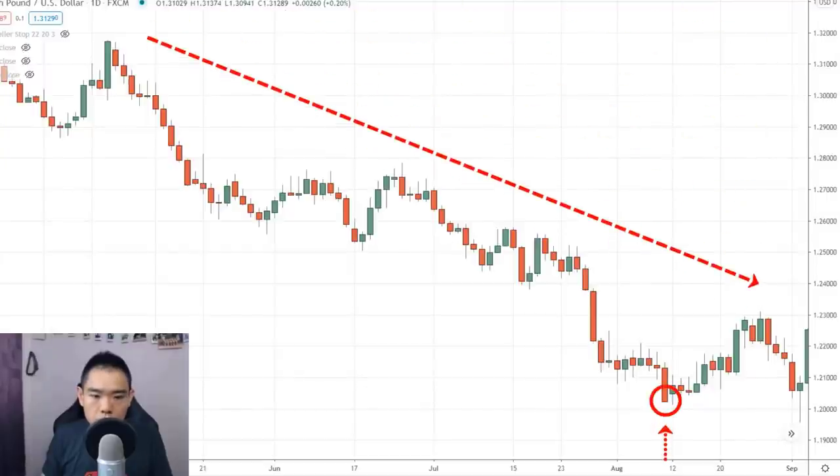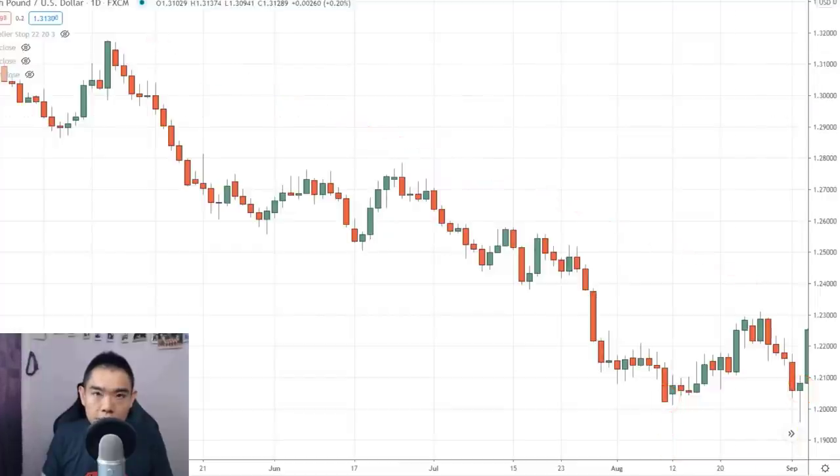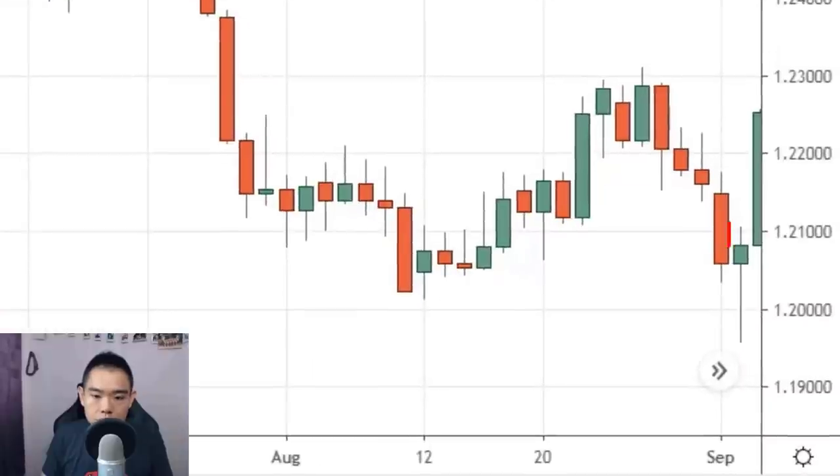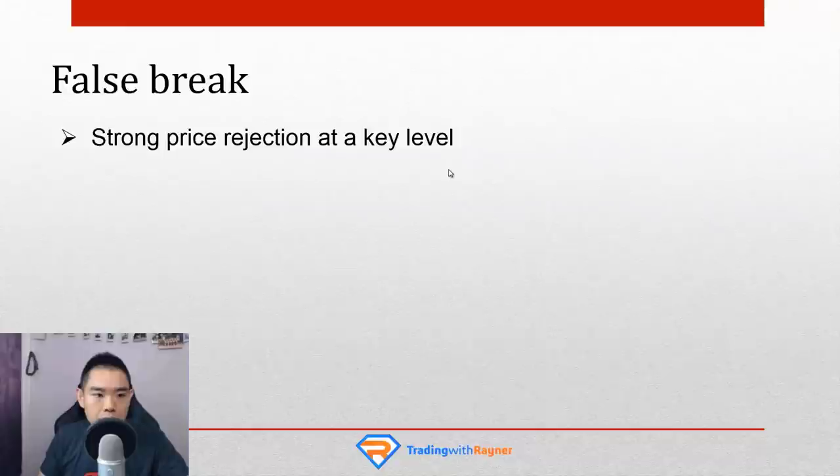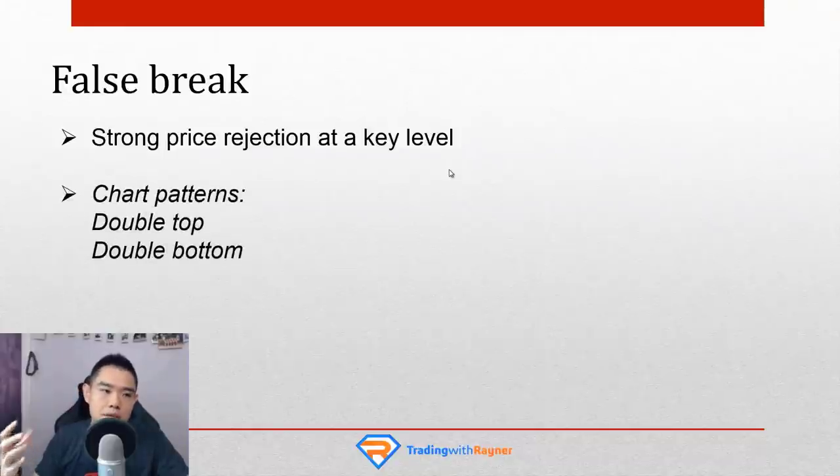This was the extreme low. Then price came back, retested again, only to get rejected and close higher for the day. Notice this bullish price rejection where the price closed higher for the day. So this is another type of false break pattern. For those of you who are familiar with chart patterns, this is something that we call a double bottom, double top. So these are the three reversal price action patterns that I want you to be aware of.